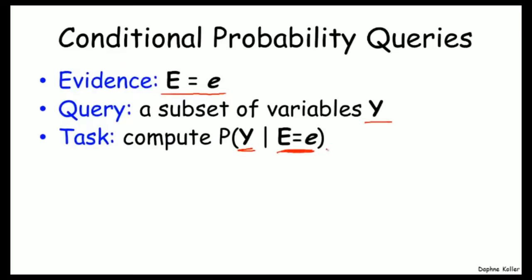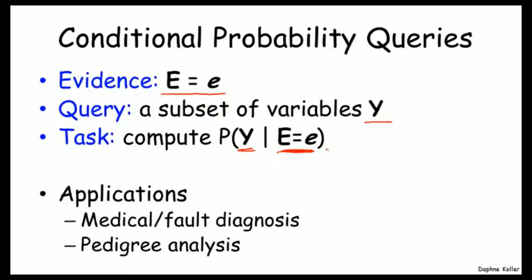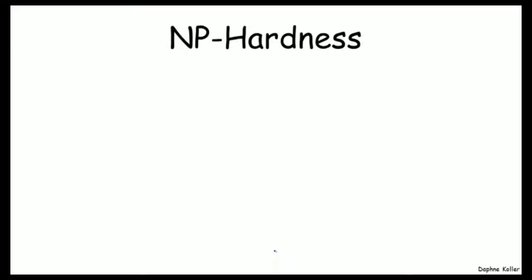This type of query is useful for a variety of different applications. For example, in the medical or fault diagnosis domains that we've spoken about, we might have observations about certain symptoms or test results, and we're interested in predicting the probability of different failure modes or different diseases. In the pedigree analysis example that we also talked about, we might have observations about the phenotype or maybe even the genotype of some individuals in a family and are interested in reaching conclusions about other individuals.